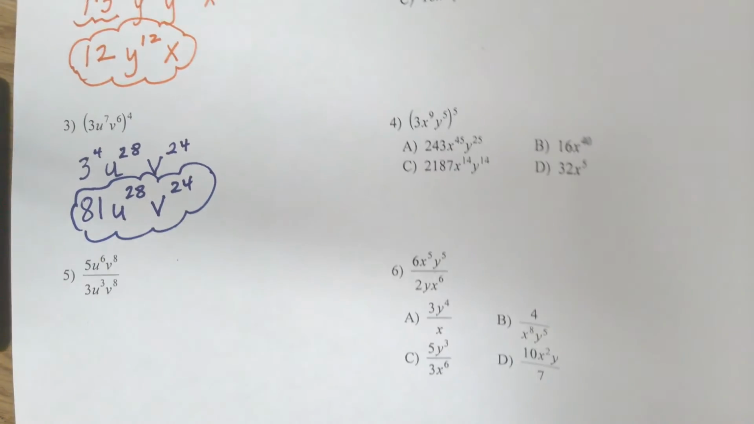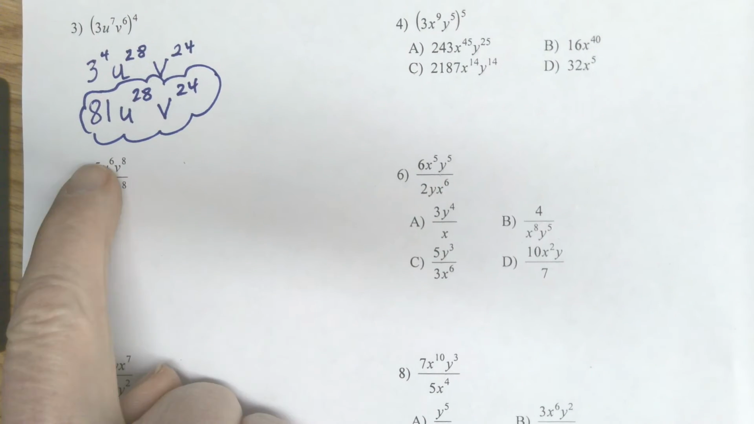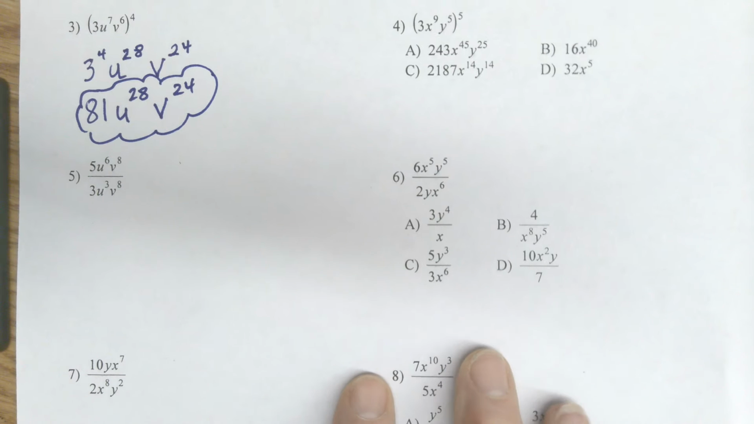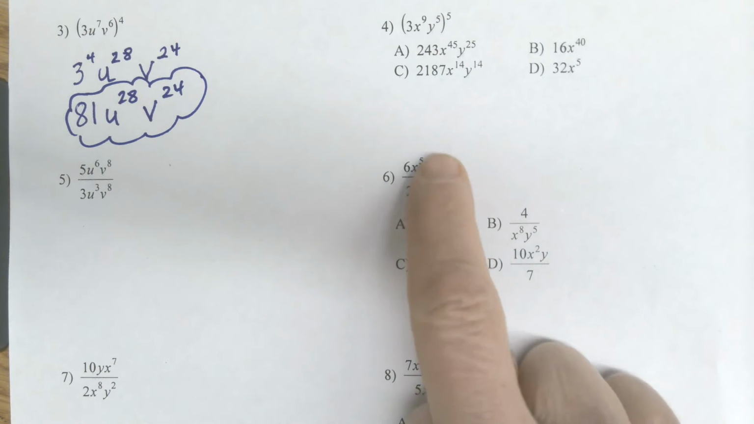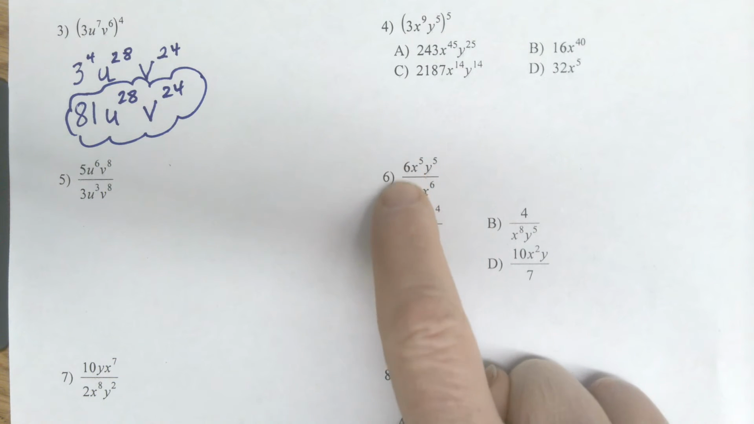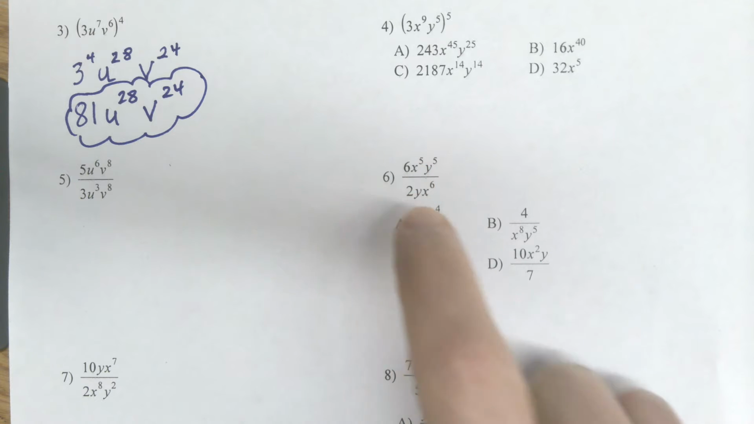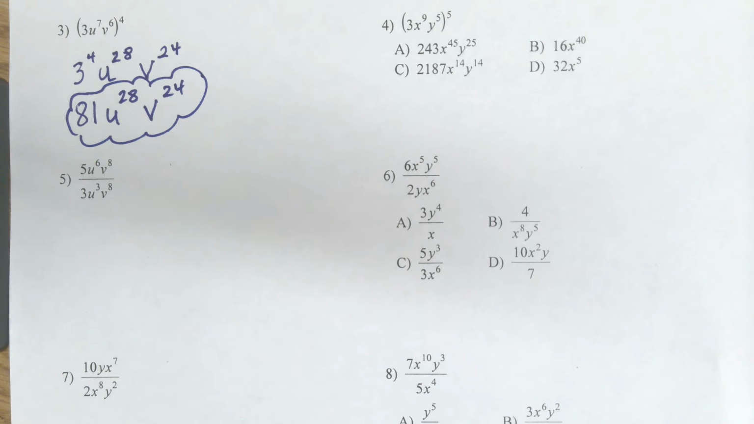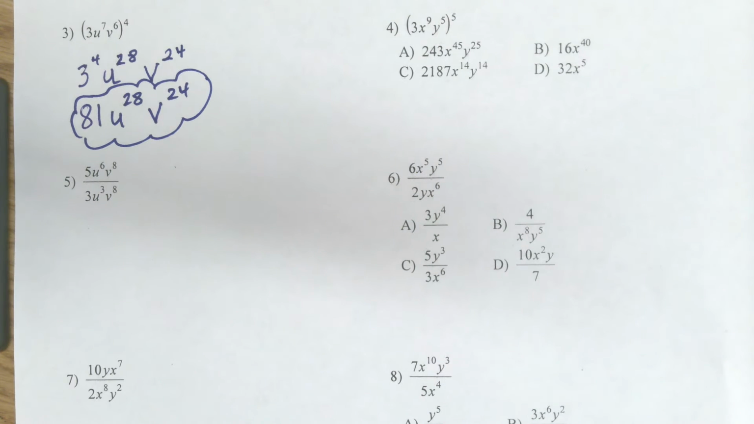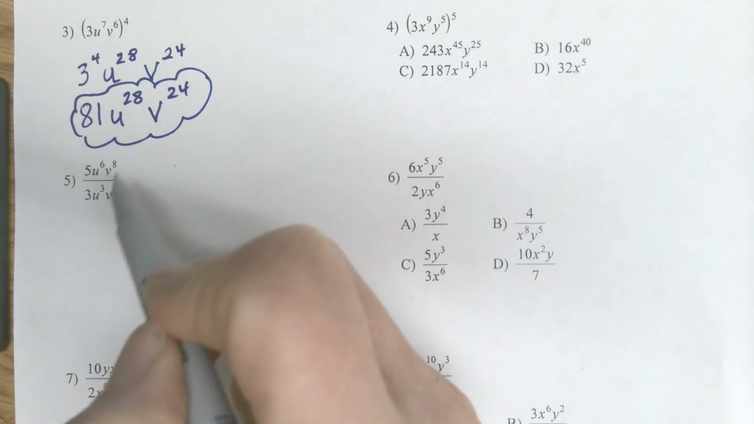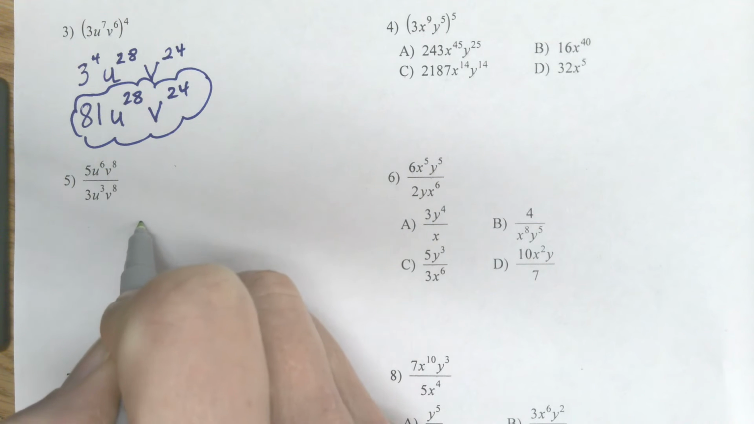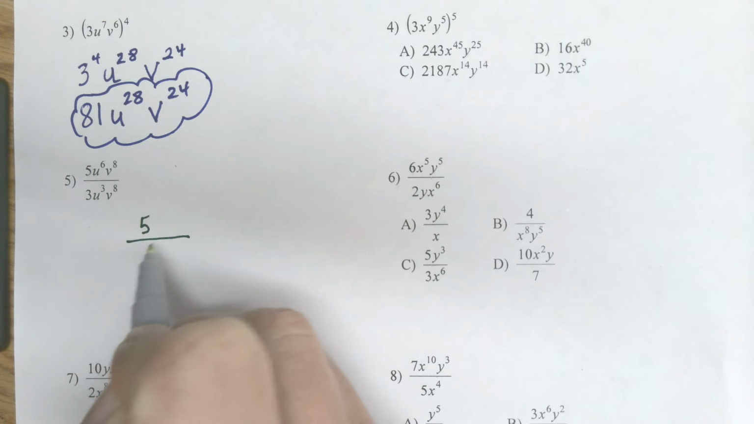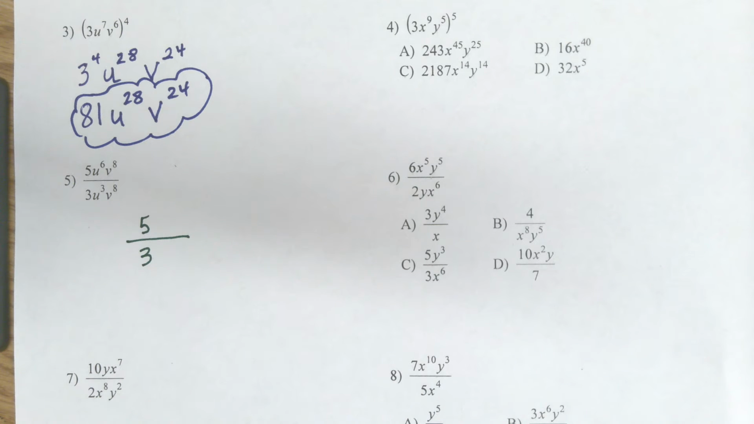Next up we have division, and when we do division, if I can simplify the whole numbers just like a fraction, I would. So like in problem number 6, I can simplify 6 divided by 2. But if I can't, then I just leave those on the top or on the bottom. And what I always do is I just write it out. I have a top, I have a bottom. 5 goes on the top, 3 goes on the bottom.